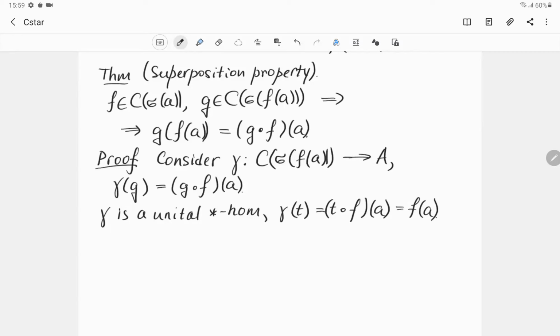You can now look at the definition of the continuous functional calculus, and if we recall that the functional calculus is unique, we conclude that gamma is nothing but the functional calculus of the element f of a. And this is equivalent to this formula. So this completes the proof.